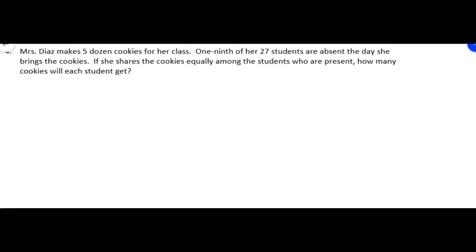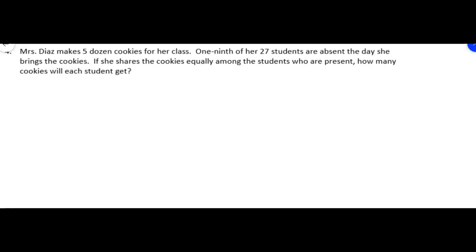All right, number 4 says, Mrs. Diaz makes 5 dozen cookies for her class. 1/9 of her 27 students are absent the day she brings the cookies. If she shares the cookies equally among the students who are present, how many cookies will each student get?